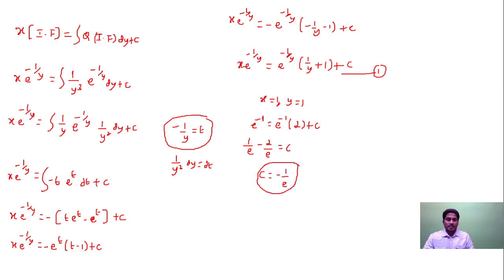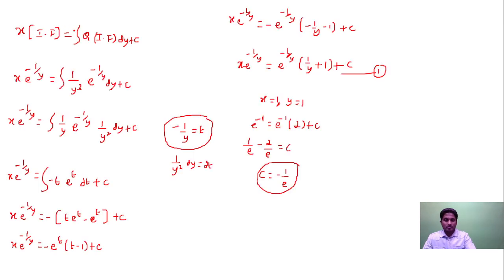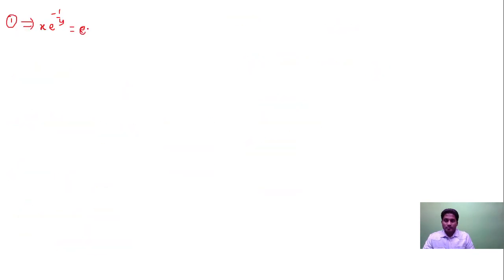Take the value of c and substitute in equation 1. So equation 1 becomes x into e to the power of minus 1 by y is equal to e to the power of minus 1 upon y into (1 by y plus 1), and what's the value of c? c is equal to minus 1 by e.